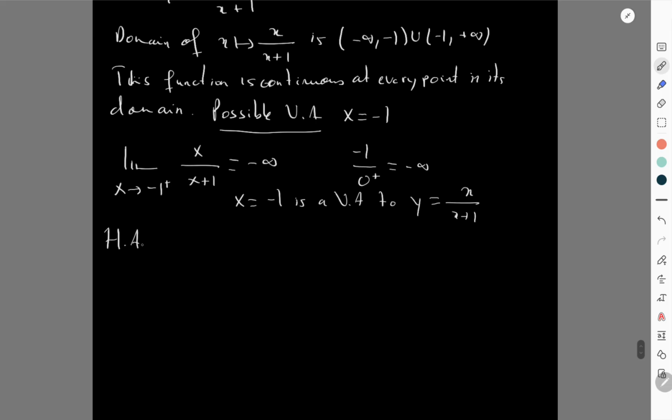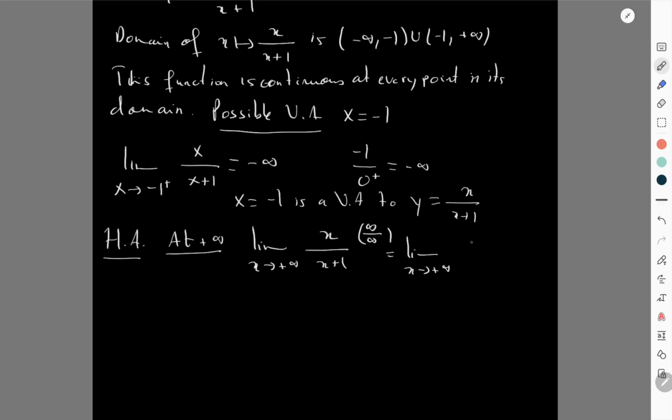Now let's look at the horizontal asymptotes. Let's look at plus infinity. So the limit as x goes to plus infinity of x over x plus 1, of course this is an infinity over infinity form, which is indeterminate. So what I can do here is factor out the dominating term, which is x, and then cancel it out. So we get 1 over 1 plus 1 over x, which is just 1 over 1 plus 0, which is 1.